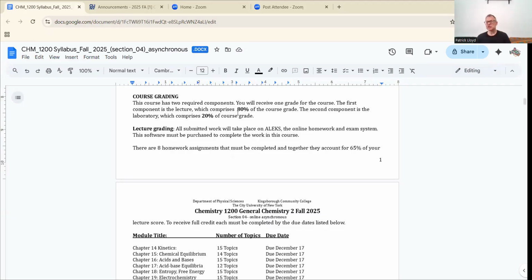And which means that you can look and see what your score in the course is at any time. It'll give you a percentage. It'll just give you an overall percentage at all times, which is great.